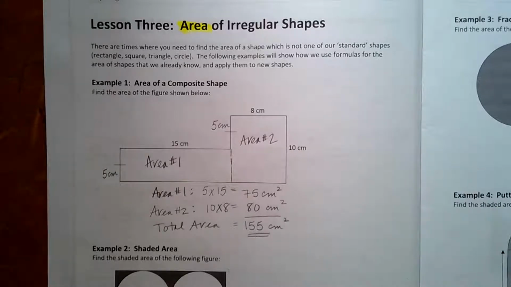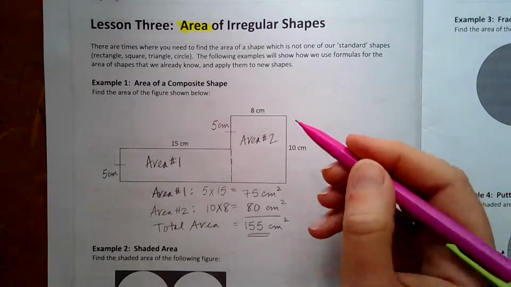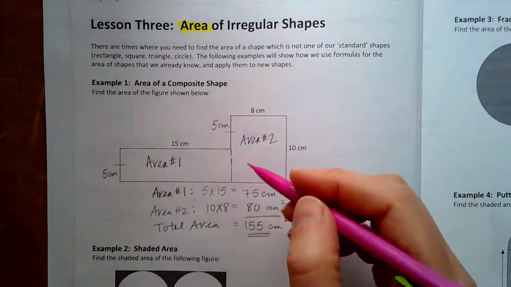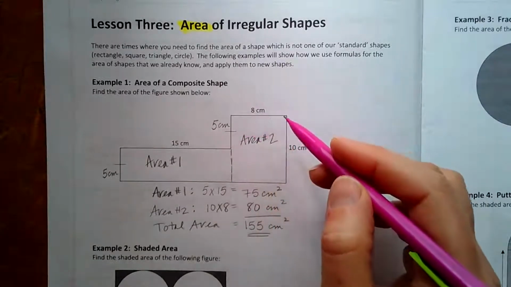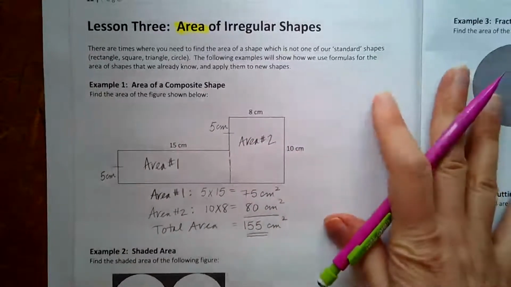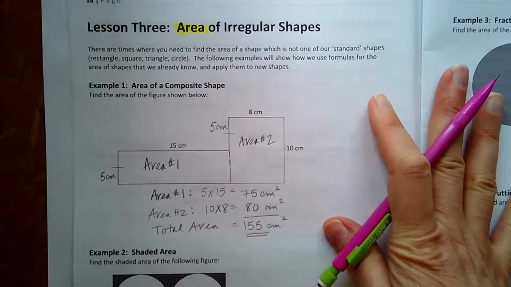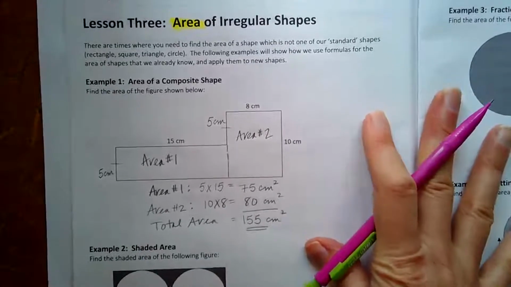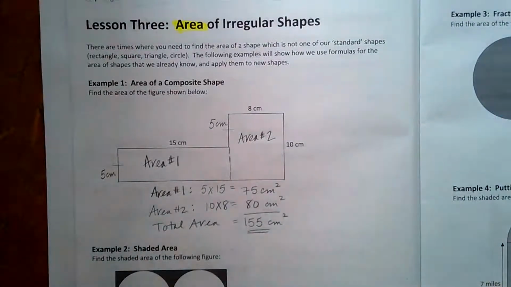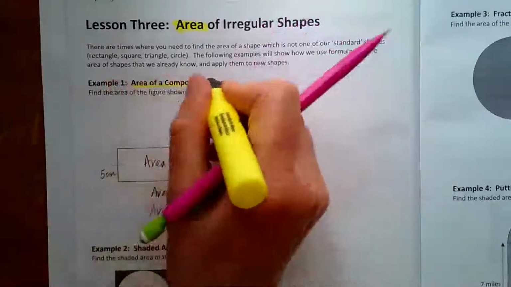So there's all kinds of composite shapes, right? It might not be two rectangles pushed together. It might be a rectangle and a triangle, or a rectangle and a circle, or a circle and a square, but that's how we handle composite shapes. We'll go on to another. So this is composite or irregular shapes, right?